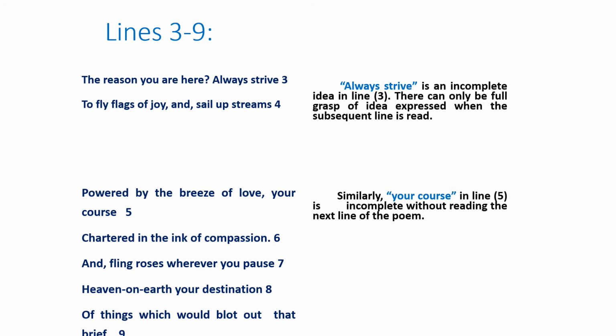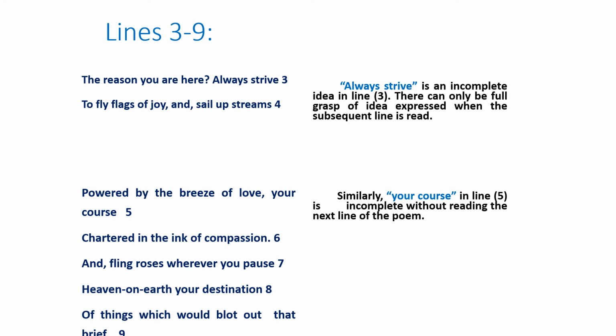If you check your right-hand side, right after that, you'll see always strive in quotes. Always strive there in line 3 is still an incomplete idea until you have read line 4. You don't get the full idea expressed by the poet. Always strive. Now, strive to do what? That's to fly flags of joy and sail up streams. Always strive is an incomplete idea in line 3. There can only be a full grasp of the idea expressed when the subsequent line is read. If I just come to you and I say always strive, you will ask me, always strive to do what? That's to fly flags of joy and sail up streams.